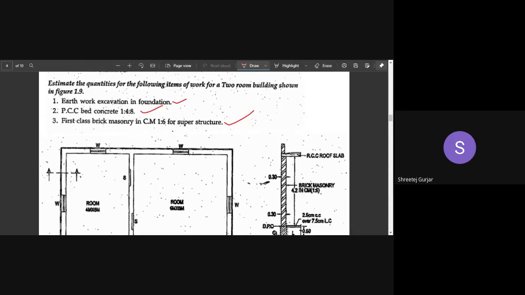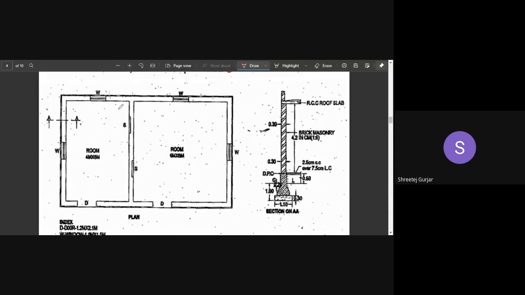Looking into the figure, let us just glance through it. You can see it has two rooms. The first room is 4 meter in length and 6 meter in height, 4 meter by 6 meter. Then the second room, which is a larger one, is 6 meter in length and 6 meter in height. Always this convention will be followed. First it will be length, and then it will be given as length versus height, or your width.